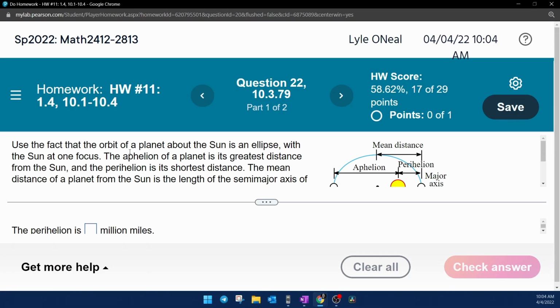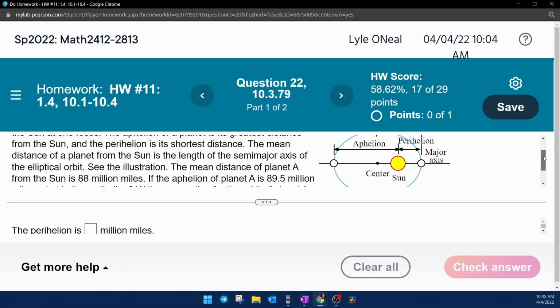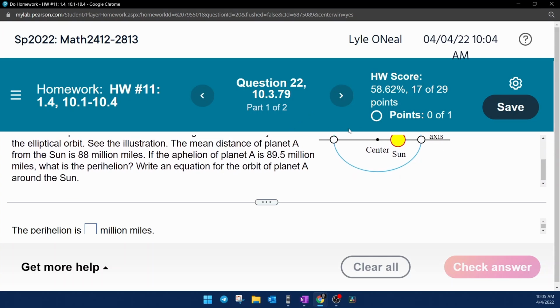It says use the fact that the orbit of a planet about the sun is an ellipse with the sun at one focus. The aphelion of a planet is its greatest distance from the sun, and the perihelion is its shortest distance. The mean distance of a planet from the sun is the length of the semi-major axis of the elliptical orbit. It says, see the illustration over here to the side. If the aphelion of a planet is 89.5 million miles, what is the perihelion?